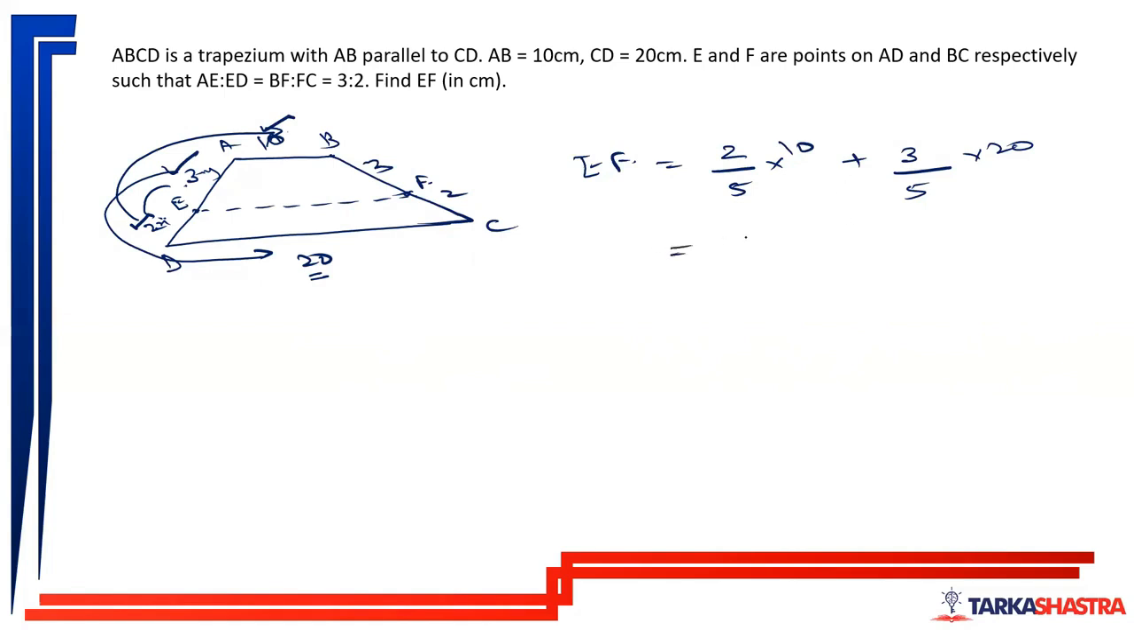So this is 20 by 5, that is 4. This is 60 by 5, that is 12. Total will be 16. Very easy. So we have to find EF, which is 16.